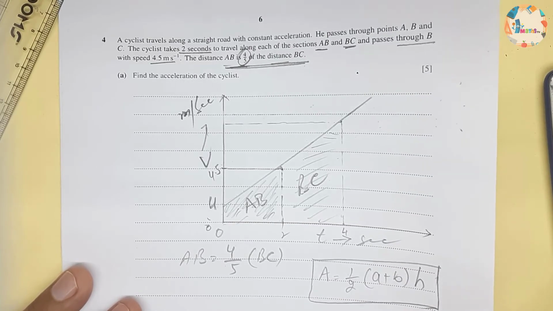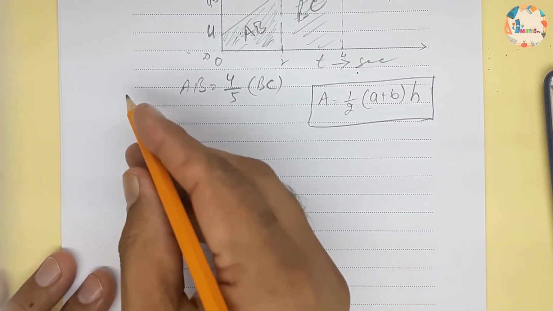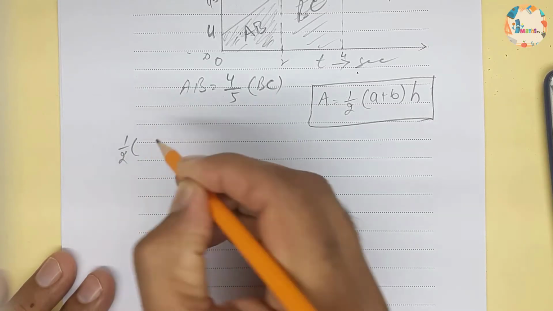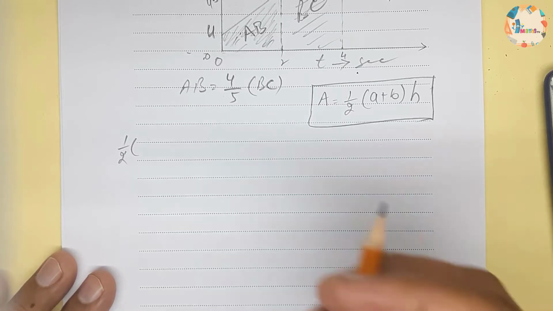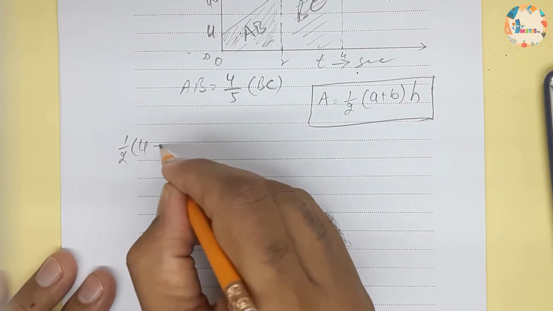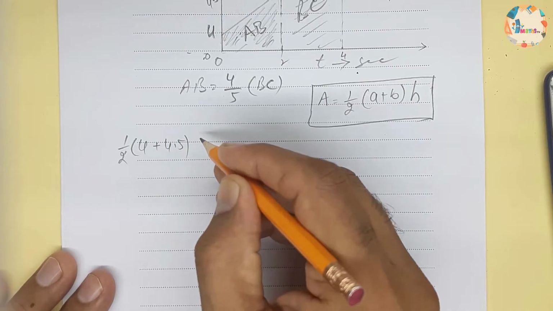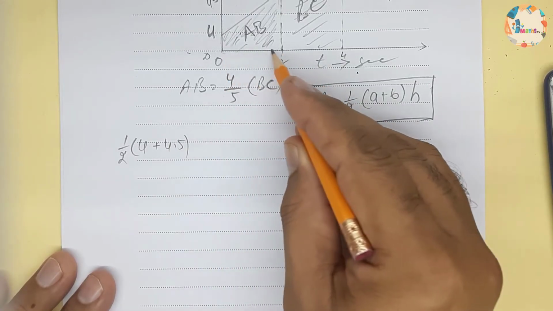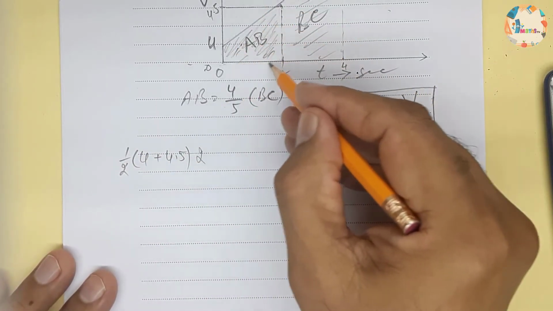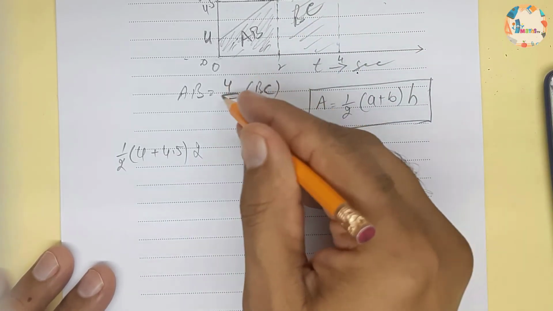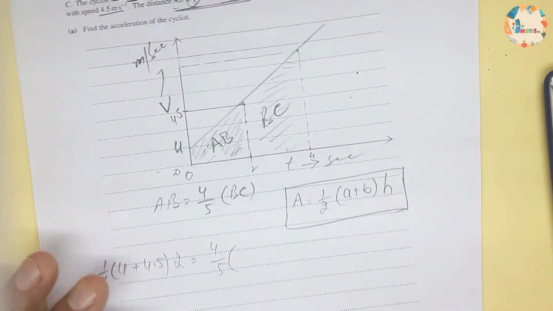Now we will be considering first this AB shape, and we can write area of AB will be what? Area of AB will be 1 by 2 into, one side is u, so u plus the other side is this much, which is 4.5. So 4.5 multiplied by this length, the perpendicular height, which is 2. So this will be the area of this trapezium, and by this condition this is equal to 4 by 5 of BC, which is the area of this second shape, this one.